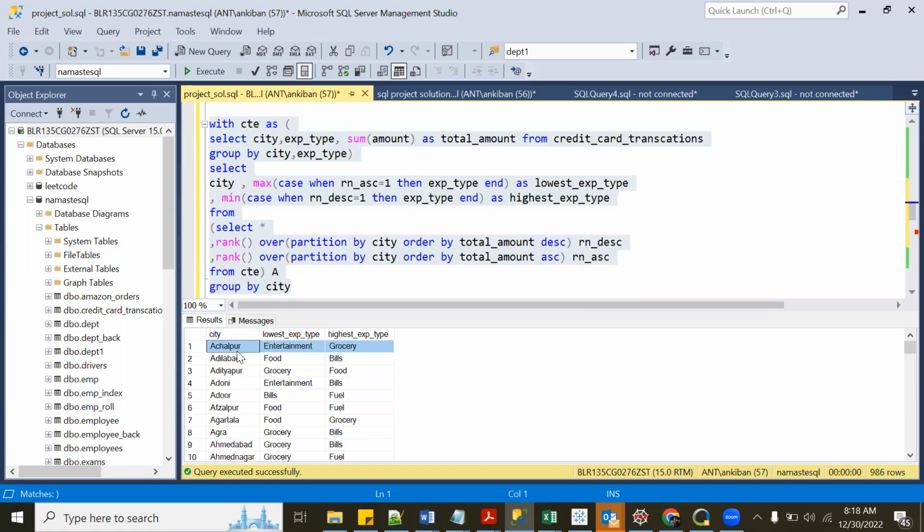Sir, I posted a query, sir, for this in the chat. Sir, will this give the same output? Let's see what is your query. Sir, actually, I've used multiple city. Okay, so you have done city expense type. First, you have found the aggregation. Then you have found city maximum sum as max found city. Then you have found minimum. Then you are joining on this.